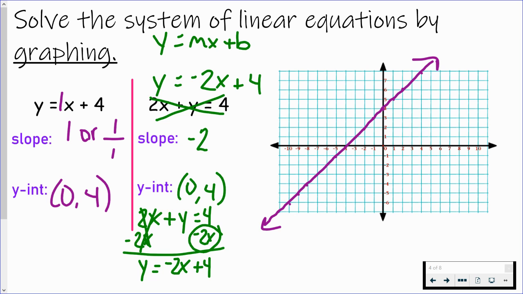Well, if you notice, they both have the same y-intercepts. So they're actually going to start at the same point, which right away does give me my solution. But I am going to still continue to graph. I'm going to go down 2, right 1, down 2, right 1, down 2, right 1, down 2, right 1. Now I'm going to go up 2, left 1, up 2, left 1. Good. It's a negative slope. So if you notice, my line started up high and went down for a negative slope.